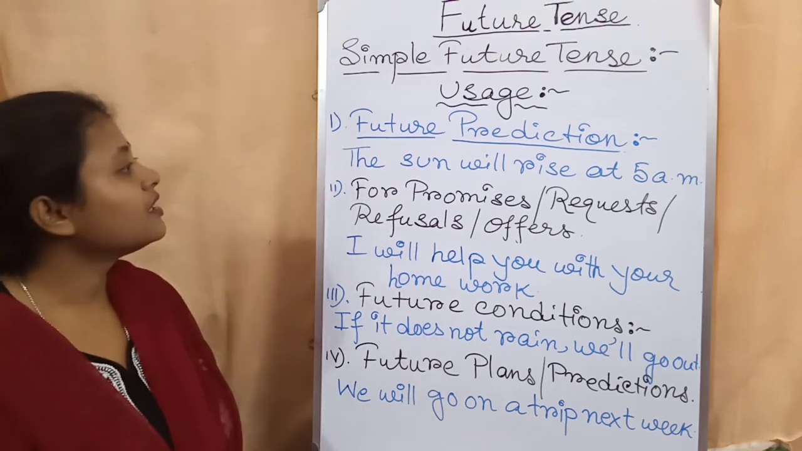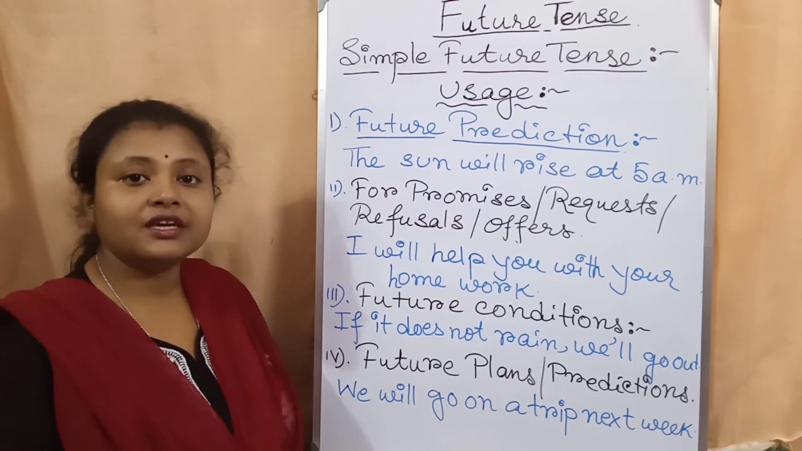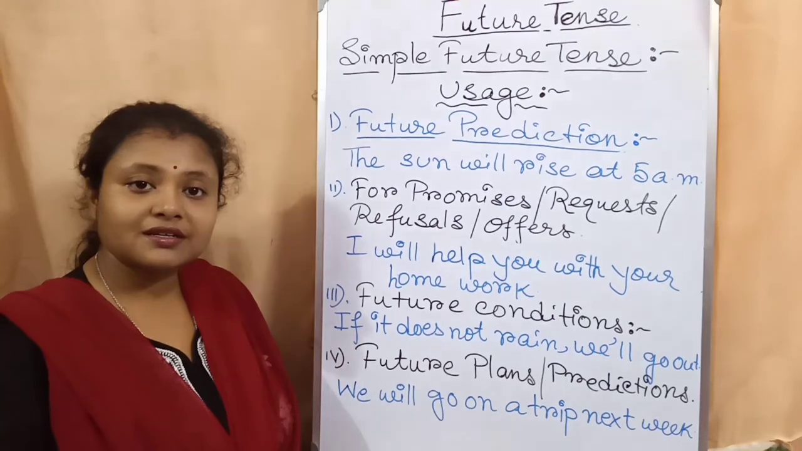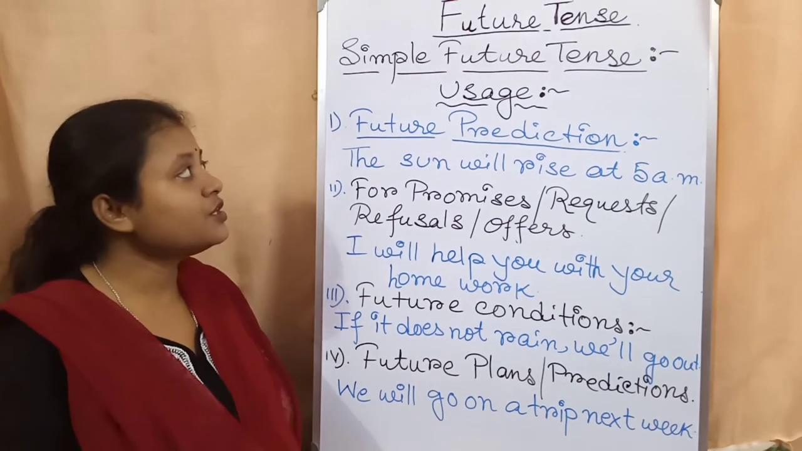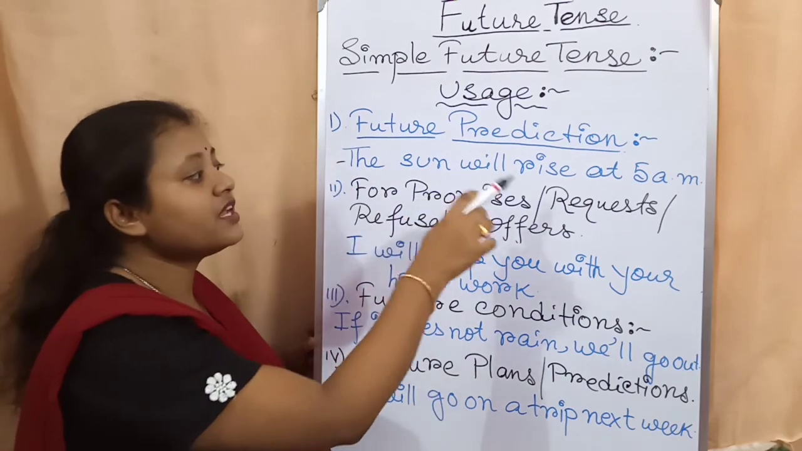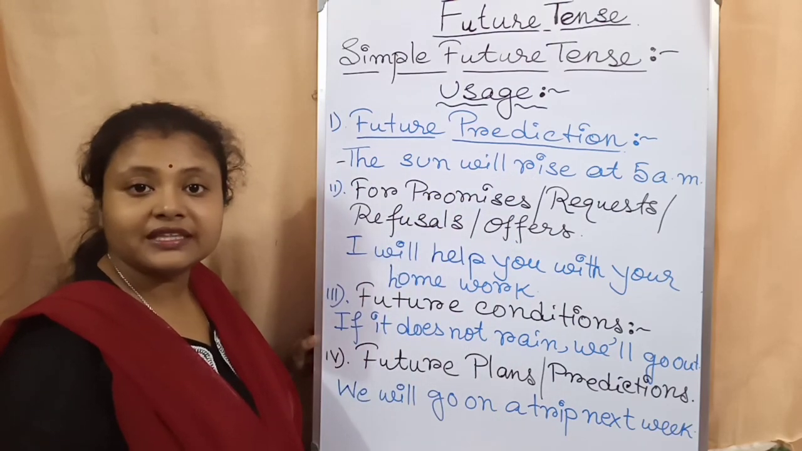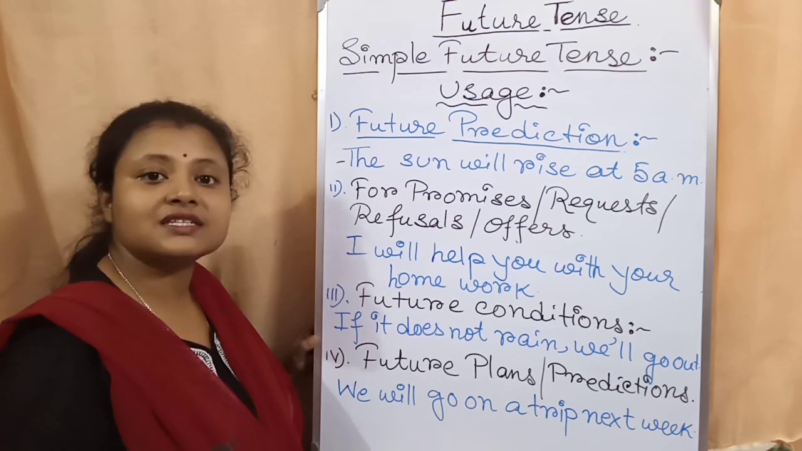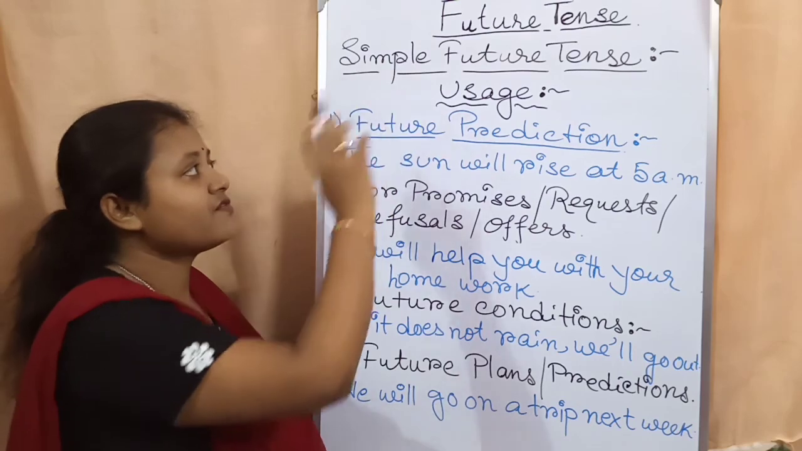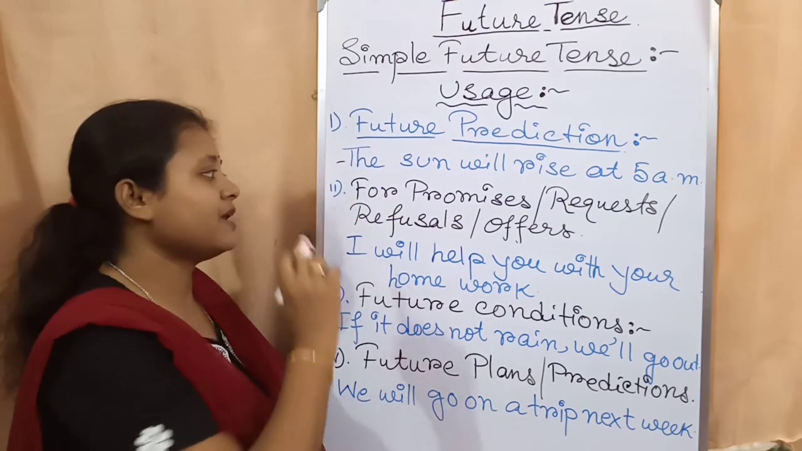Number 1. Future prediction. To predict something that will happen in future. So to predict something, we can use simple future tense. Example, the sun will rise at 5 a.m. tomorrow. So I am predicting that the sun will rise at 5 a.m. tomorrow. So it is my prediction. So that is why I have used simple future tense here. Okay. Now come to the second point.